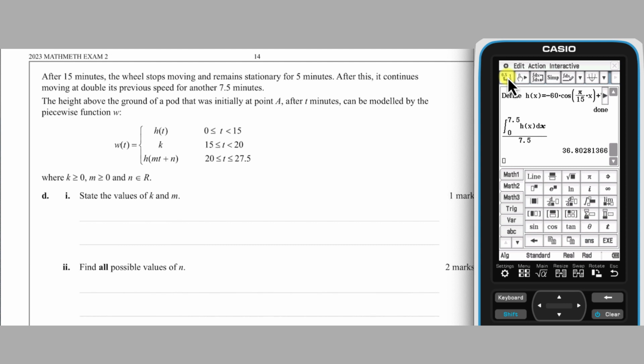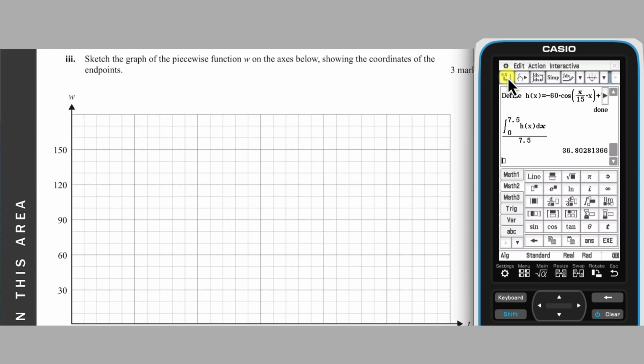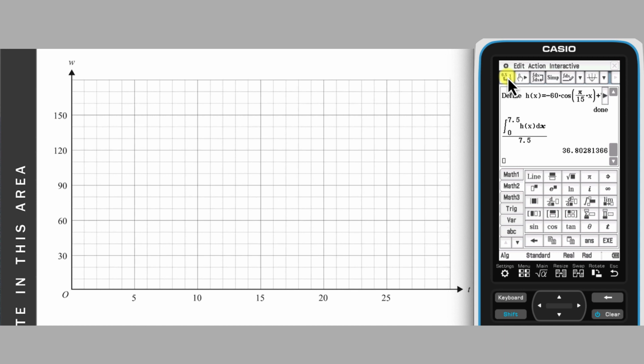Part D turns our cosine model into a piecewise model, telling us that after 15 minutes, half a revolution, the wheel is stationary for 5 minutes. It then continues to revolve at twice its original speed for the next 7.5 minutes, completing the second half of the revolution. Before I tackle parts 1 and 2 of Part D, I'm going to jump ahead and sketch the graph of this in Part 3, as I think it might help my thinking about parts 1 and 2.